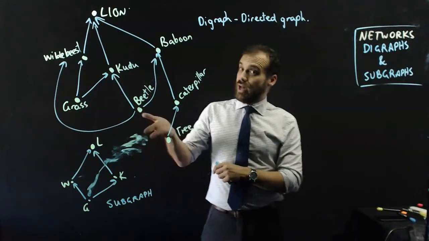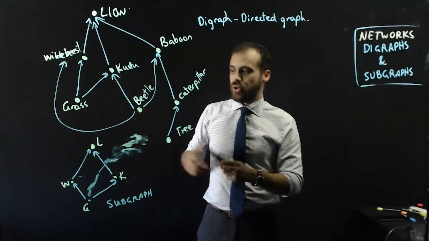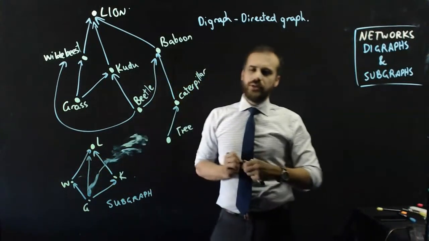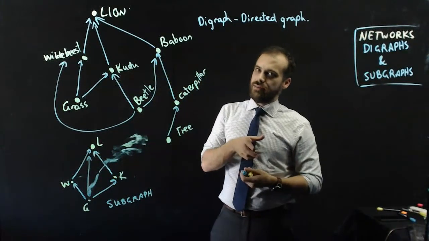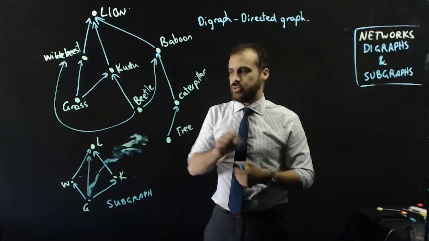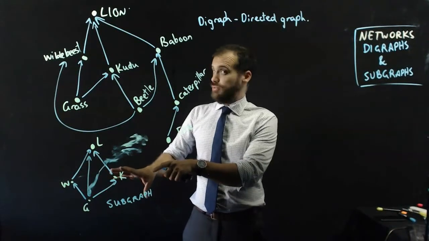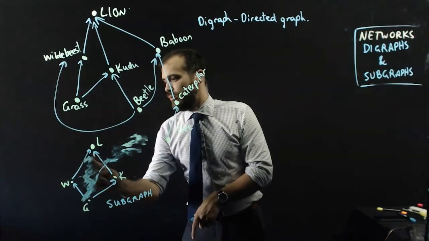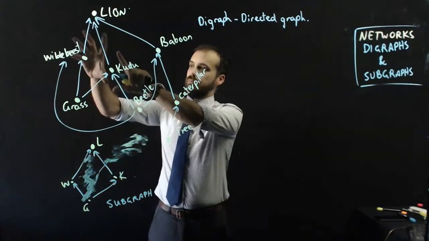Maybe I don't add another animal. Maybe I say, well, lions sometimes eat grass. Well, I didn't add a vertex, I didn't add another animal, but I did add another edge. That is not a subgraph. So we have to make sure that we can just pick this up and put it over here.